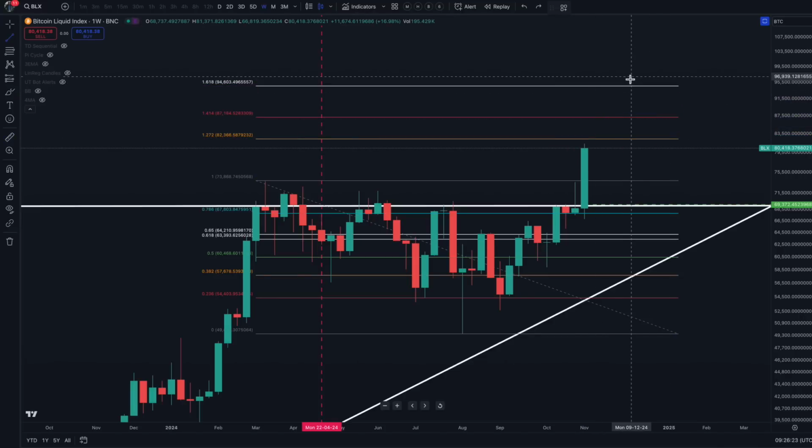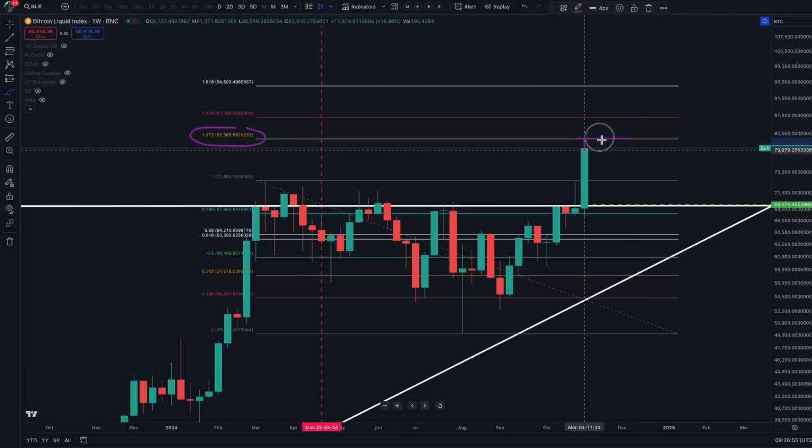But before we get to the 95,000, we have these levels as well. The first level is the 1.272, and that price is at 82.5. So this is where we're just approaching now, at 82,500. Just keep an eye on this level, 82.5, for a local pullback or just consolidation in this range.